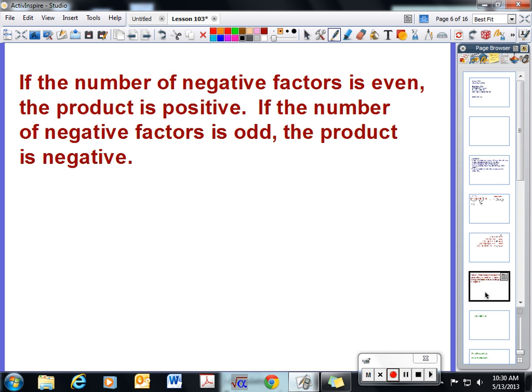So let's take a look at this then. Here's our rule, or a pattern that we've discovered. If the number of negative factors is even, the product is positive. If the number of negative factors is odd, the product is negative.